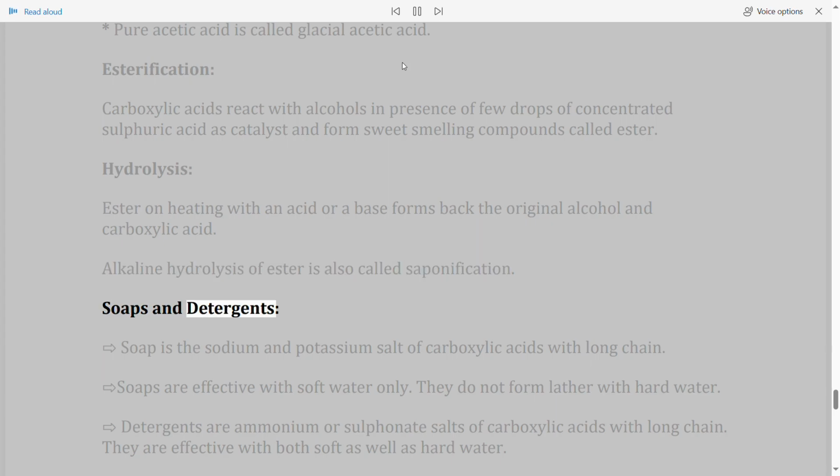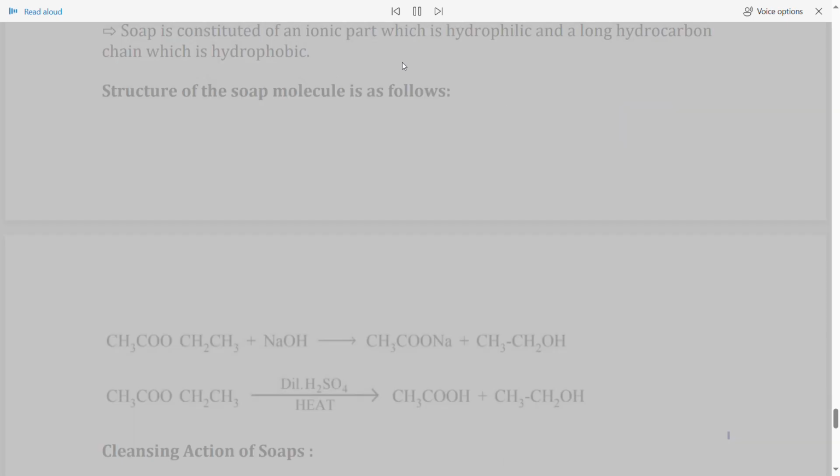Soaps and detergents. Soap is the sodium or potassium salt of carboxylic acids with a long chain. Soaps are effective with soft water only. They do not form lather with hard water. Detergents are ammonium or sulfonate salts of carboxylic acids with a long chain. They are effective with both soft as well as hard water. Soap is constituted of an ionic part, which is hydrophilic, and a long hydrocarbon chain, which is hydrophobic. Structure of the soap molecule is as follows.